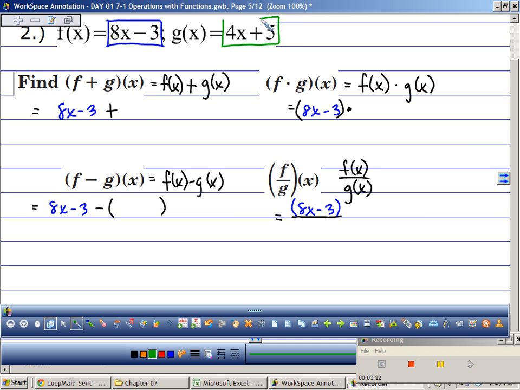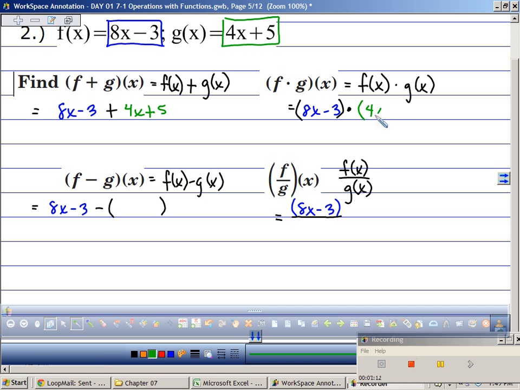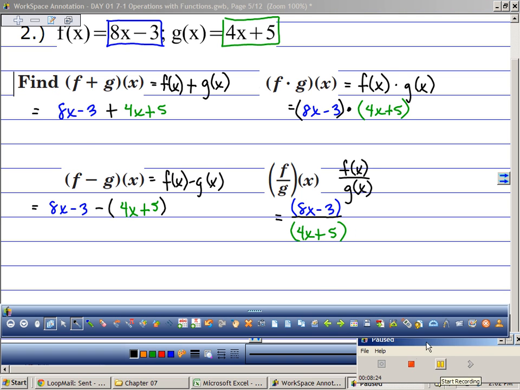This one is in the green. I just have to write it everywhere I need to, right? 4x plus 5, 4x plus 5, 4x plus 5, and the quantity 4x plus 5. Give you guys a second to write.